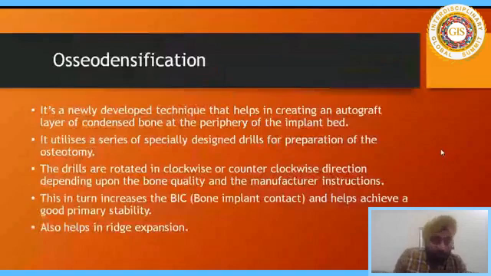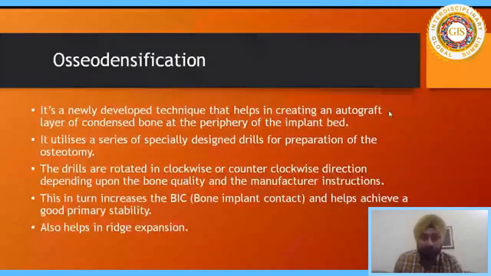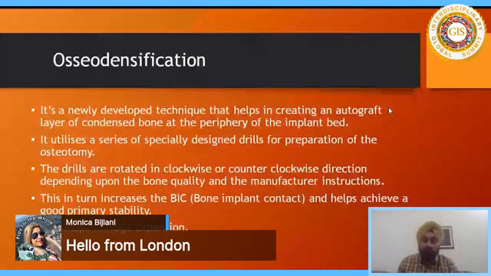Now coming to osseodensification. It's a newly developed technique that helps in creating an autograft layer of condensed bone at the periphery of the implant bed. It utilizes a series of specially designed drills for preparation of the osteotomy. These drills are rotated in clockwise or counterclockwise direction depending upon the bone quality and the manufacturer instructions.